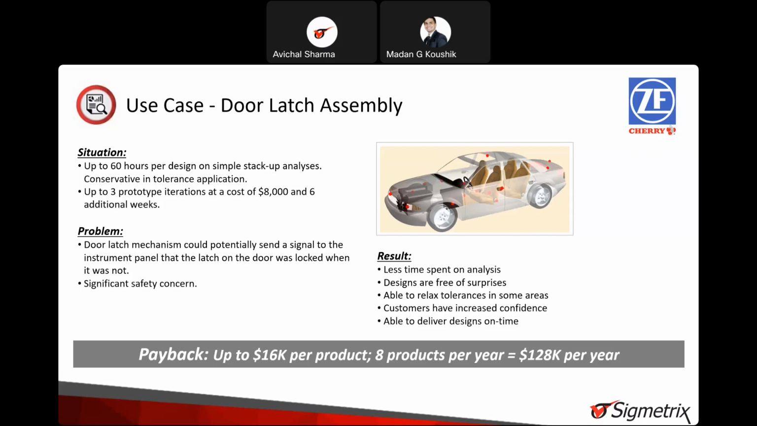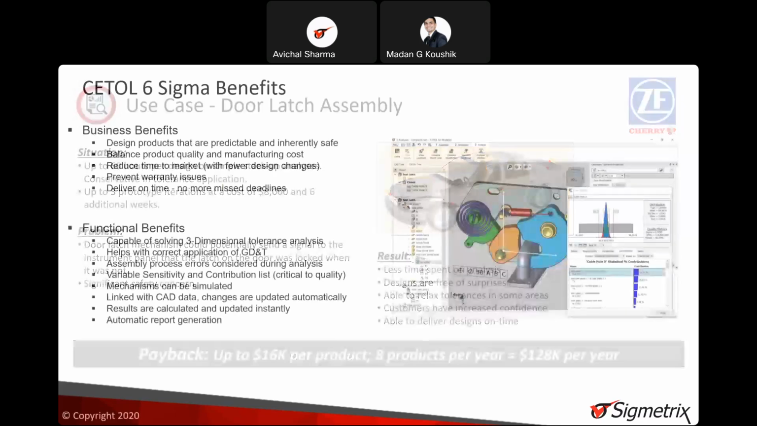Right. Now with CETOL, they were able to first reduce the time that they were spending on each new stack up. The designs were free of surprises. So any potential problem that may be identified in the prototyping stage was identified in the design stage itself and rectified there itself. And then again, they were also able to relax tolerances in some areas because not all parts are equally critical, right, for the assembly variations. So they were able to identify which parts are more, let's say, critical to quality, CTQs, which require higher precision for correct assembly functionality. Okay.